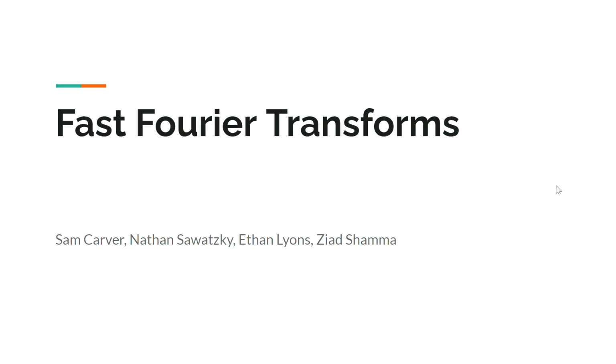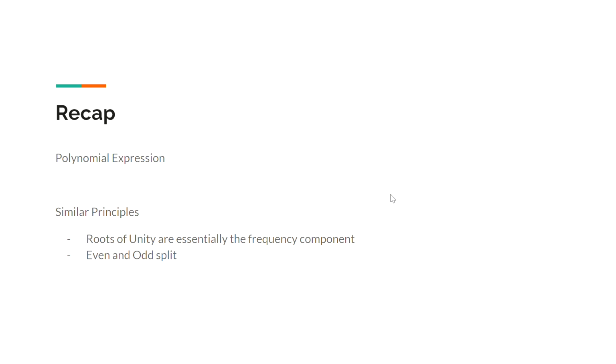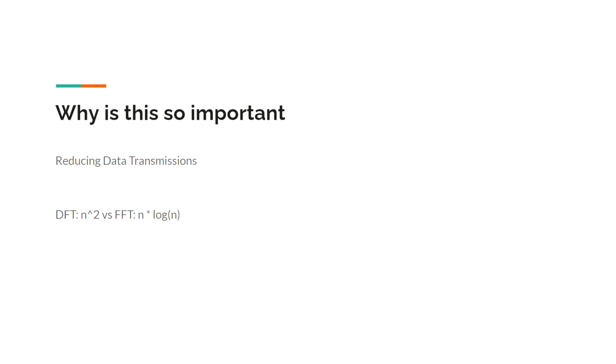Now that we've examined what a fast Fourier algorithm looks like on a polynomial, let's look at what it can do to signals. Today we're going to be looking at fast Fourier transforms. In the last lecture, we looked at the polynomial representation, and we're going to use some similar principles that we learned there: the roots of unity representing our fundamental frequency, and the even and odd split to simplify the overall equations. So, why is this so important?